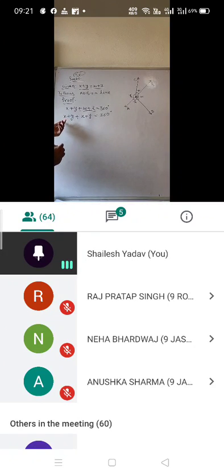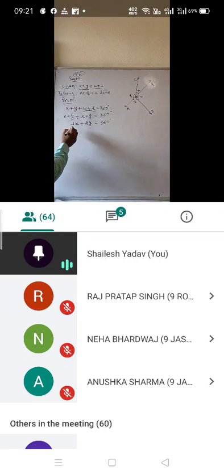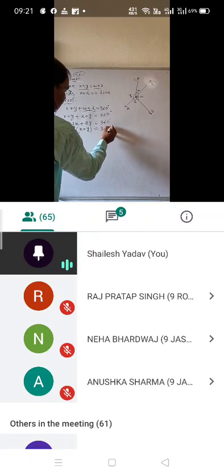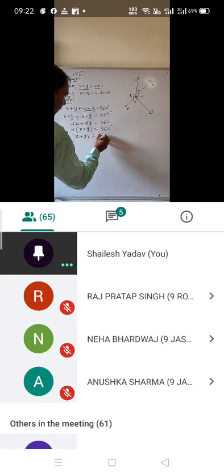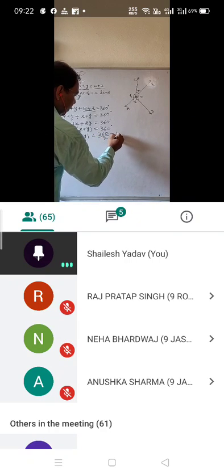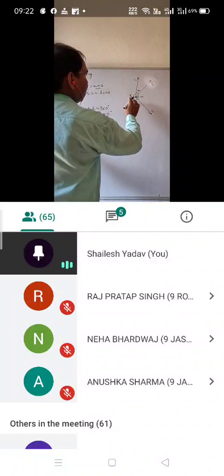Now here you are going to get x plus x, 2x, plus y plus y, 2y, equal to 360 degree. Here you are supposed to take the 2 as common. So 2 times x plus y is equal to 360 degree. Then 2 will be transferred to this side. Then x plus y equal to 360 upon 2, which is equal to 180 degree. So here you are going to get x plus y.